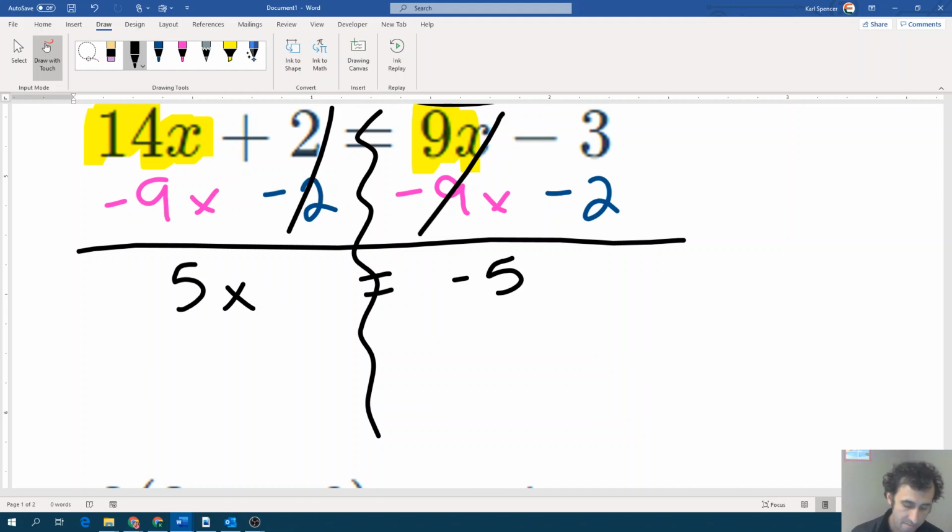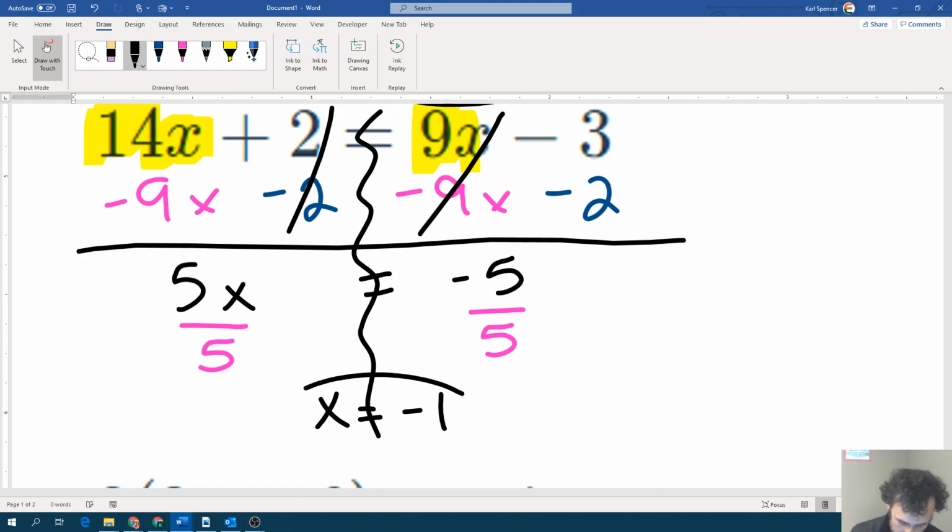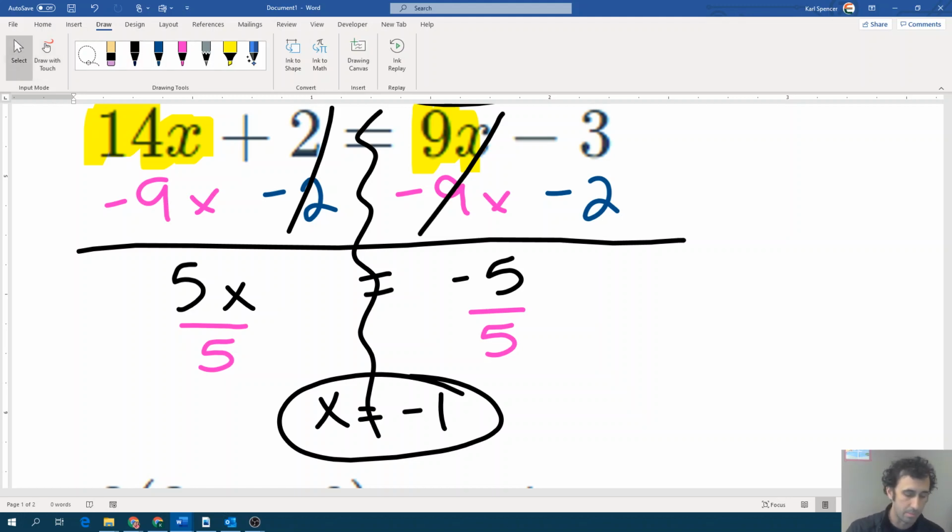Still solving. I have 5x equals negative 5. I'm going to get rid of this 5 through division because right now those two are being multiplied together. Divide both sides by 5. We get x is negative 1. Again, feel free to stop, rewind, go through. I did do that problem quickly, but the goal there is to get the variables by themselves.